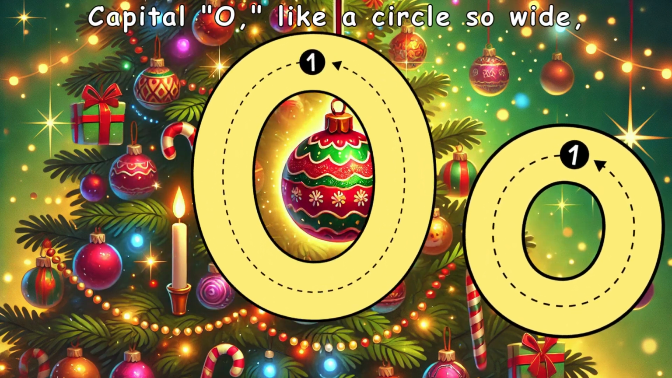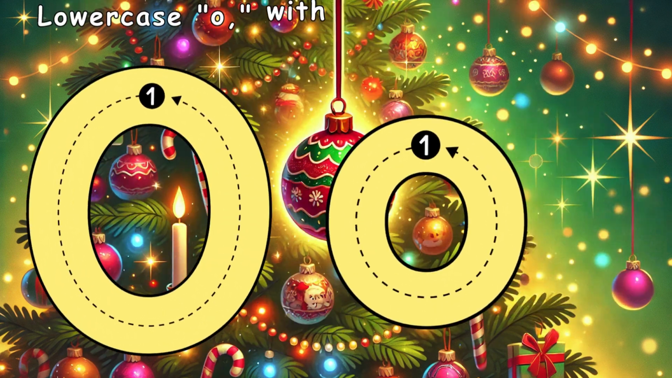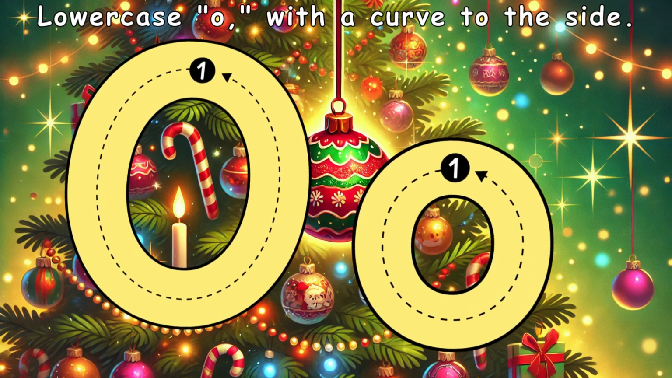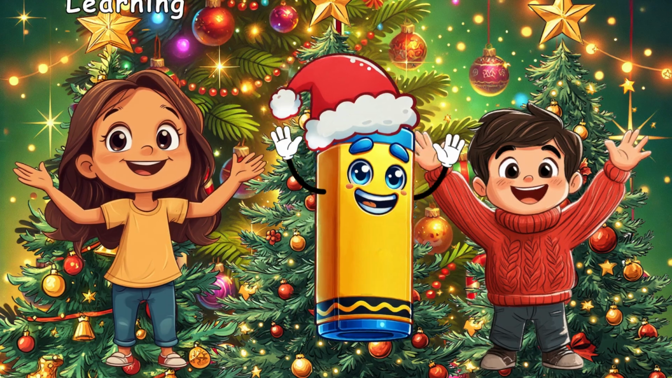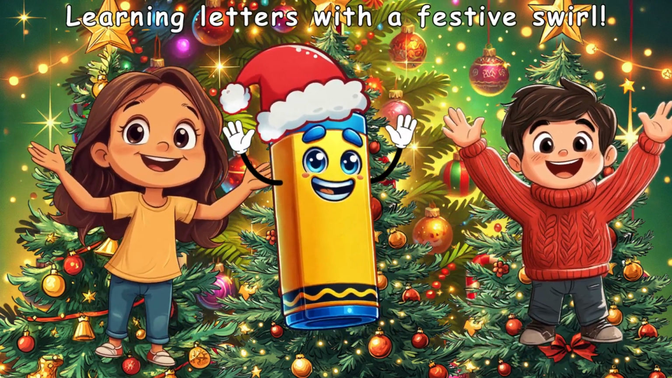Capital O, like a circle so wide. Lowercase o with the curve to the side. O is for ornament, twirl, twirl, twirl. Learning letters with the festive swirl.